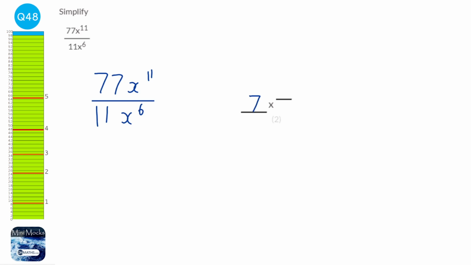And here we've got x to the power of 11 divided by x to the power of 6. When you divide powers of the same base, and they're both x, you take them away. So you do 11 take away 6, which is 5.